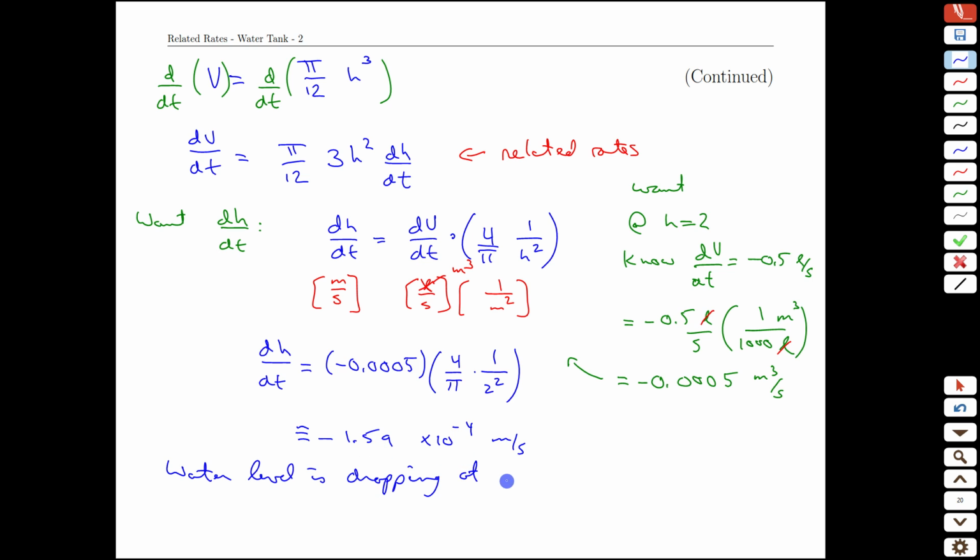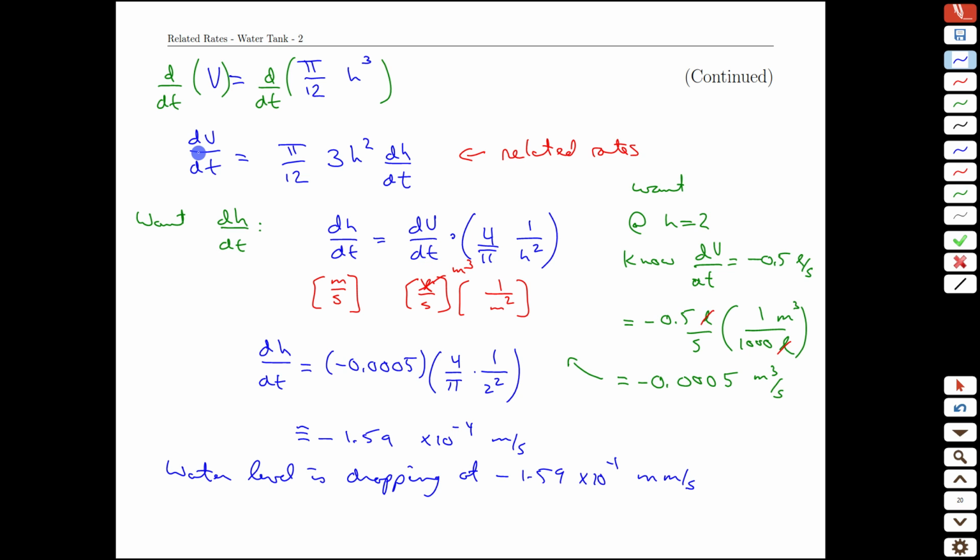at negative 1.59, let's make it millimeters, 10 to the minus 1 millimeters per second. So not even a millimeter per second with that slow drip that we have out of this tank. But that's exactly the rate we were asked to compute based on the rate at which the volume is changing in this problem.